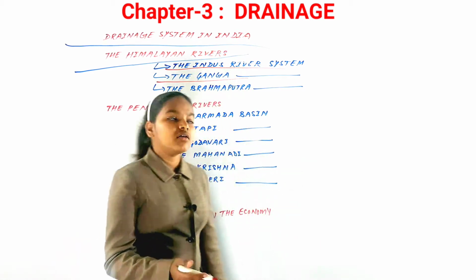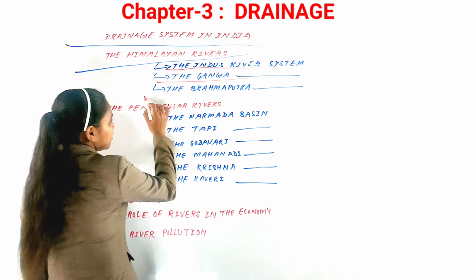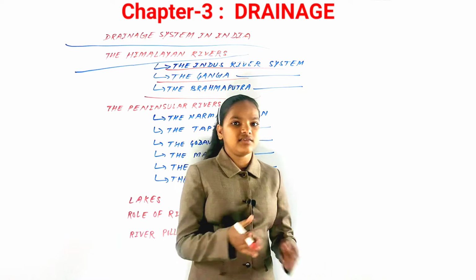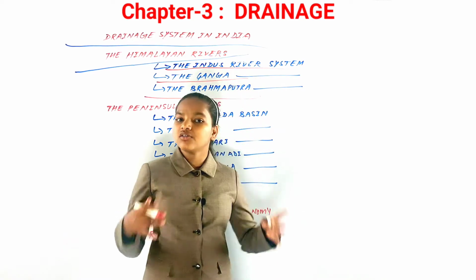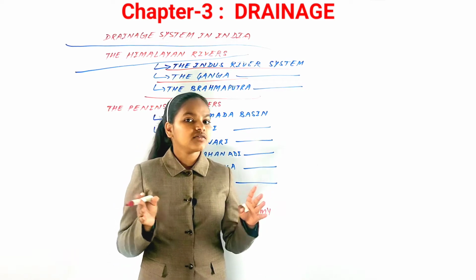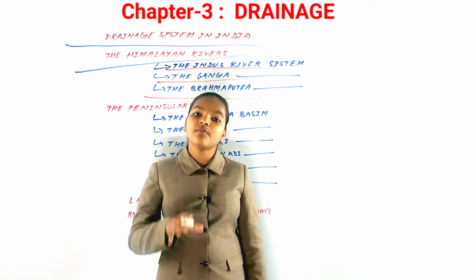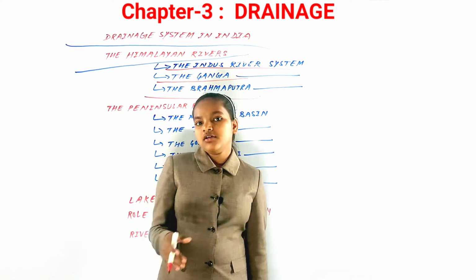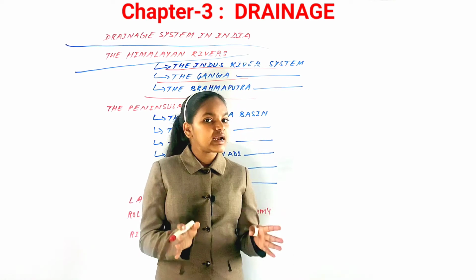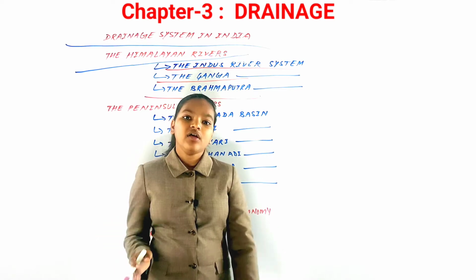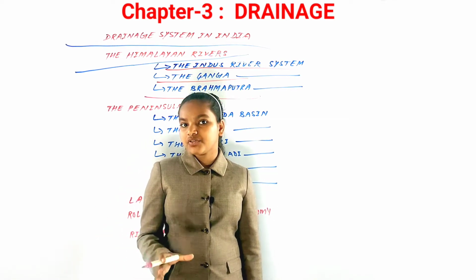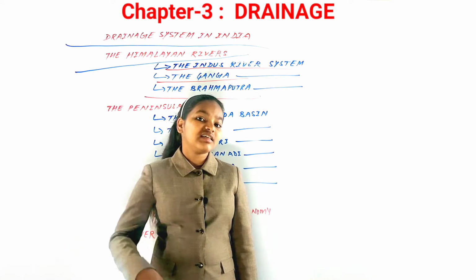Now the next river basin is the Brahmaputra River Basin. The Brahmaputra is known by different names in different areas. It originates from the Tibet region near Mansarovar Lake in China, and there it is known as the Tsangpo River, and a very large part of this Brahmaputra River is in China, in the Tibet region.